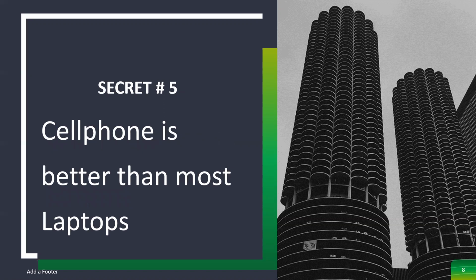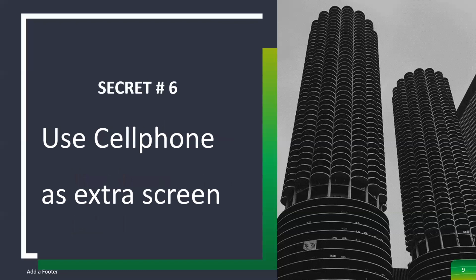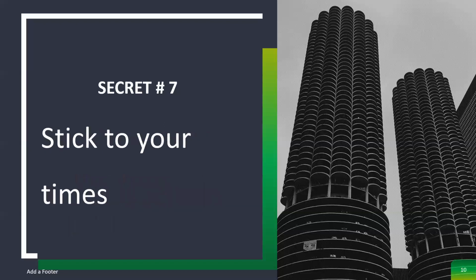A cell phone is better than most laptops. So if you've got an Intel Celeron or i3, you might as well trade on your phone. Especially if it's a newer version. Any quad-core processor phone is 5, 6, 7 times faster than those laptops. Use a cell phone screen as an extra screen. There are very nice little cell phone stands that you can buy and put it on a little stand and watch that screen. Stick to the times that you're going to trade.